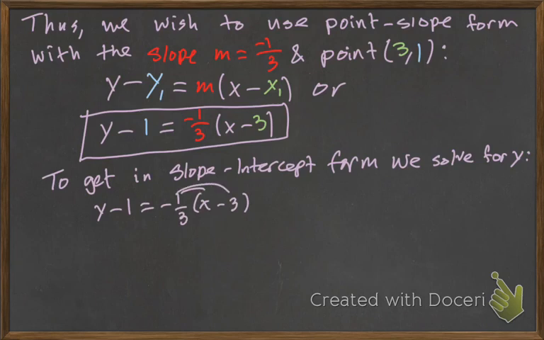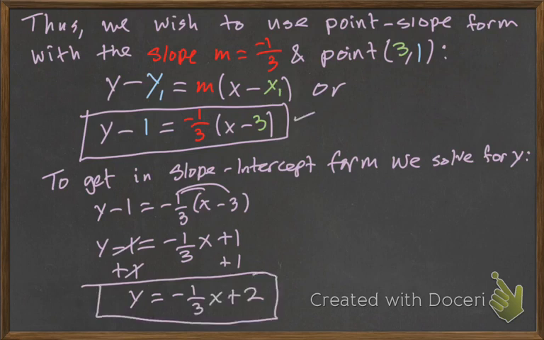We distribute, so negative 1/3 times x is negative 1/3 x. Negative times the negative is a positive, and 1/3 of 3 is 1, so we end up with negative 1/3 x plus 1 on the right and y minus 1 on the left. We add 1 to both sides, and we get, in slope-intercept form, y equals negative 1/3 x plus 2.